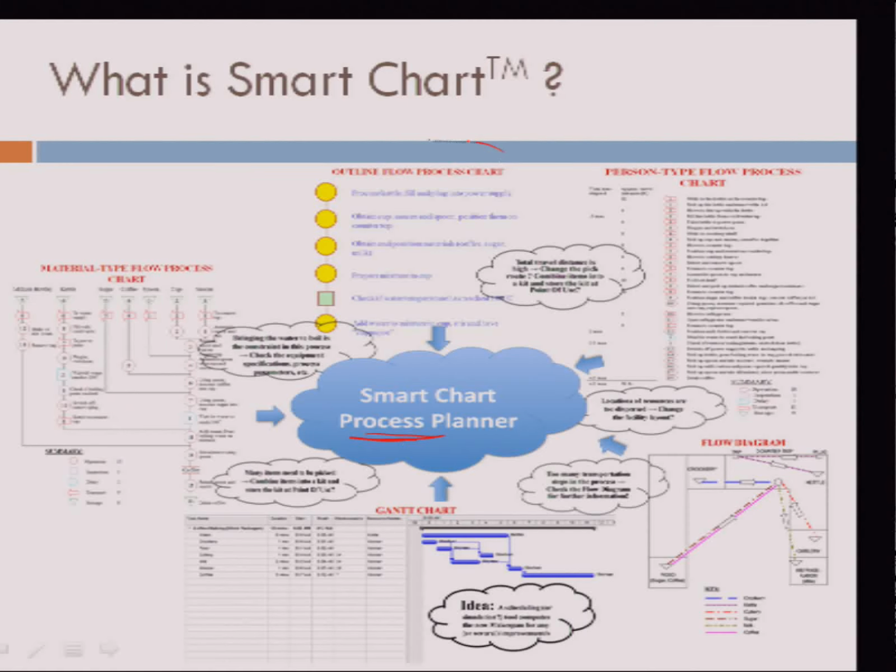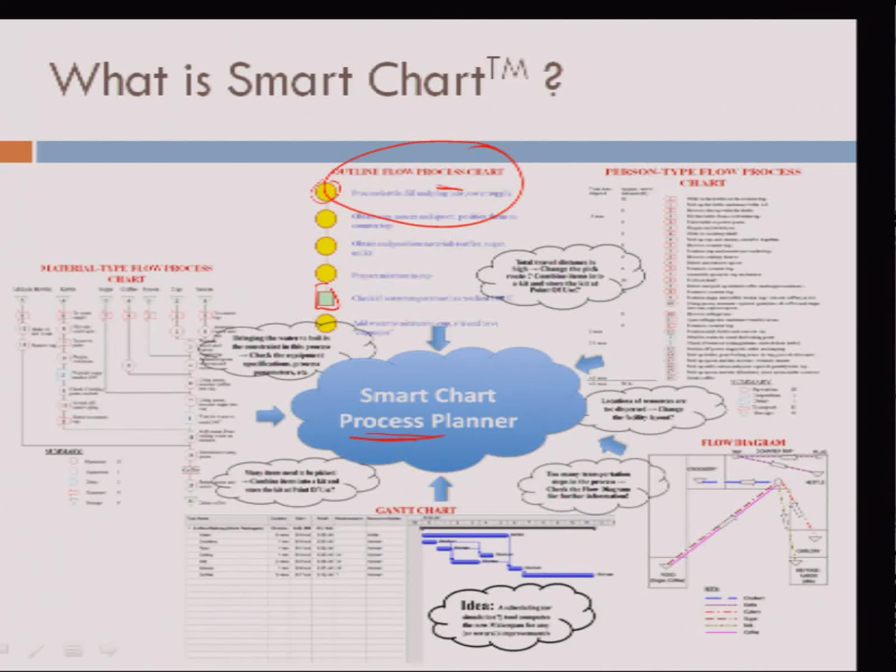So, for example, the outline flow process chart, this example is just for coffee making. You don't make too much money selling coffee, but the outline flow process chart is typically something which would result even from a Gemba walk, where you walk into the workplace, you observe the work being done, and then you draw some conclusions and chart the process. So circles represent value-adding steps and squares represent inspections. These are classical industrial engineering mapping tools.